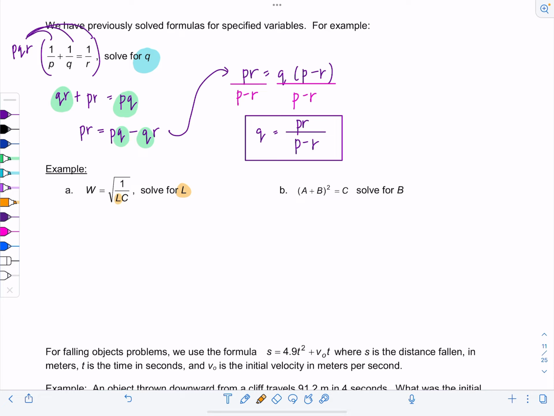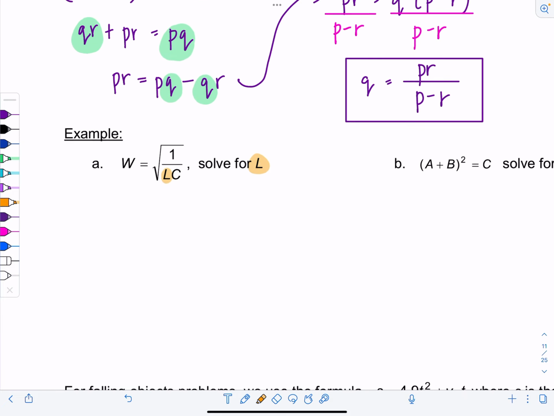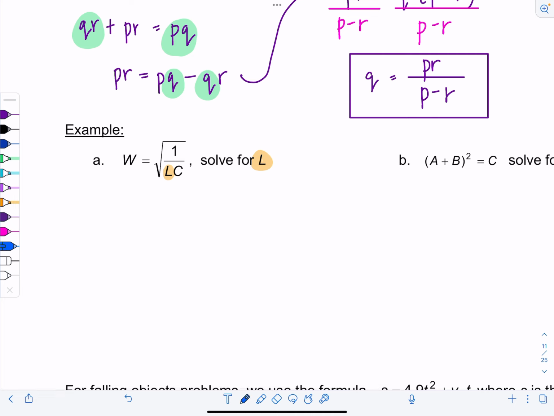Well, I'm looking. L is there in the denominator under a square root of all places. L, what are you doing there? Get out. Okay. So let's square both sides. Then we can get rid of the square root at least. So W squared equals 1 over LC.